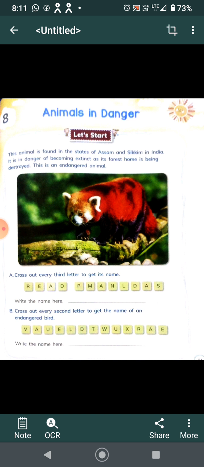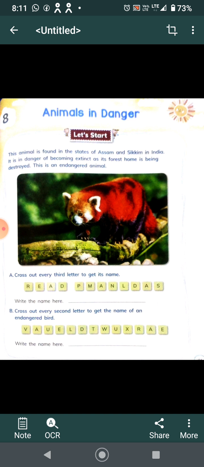I tell you how to guess the name. The answer is in A part. Cross out every third letter to get its name. So we have to cross out the third letter. So first letter is R-E. Cross A, D. So it is red. P, cut M. A-N. L, cut D-A. So it is red panda.